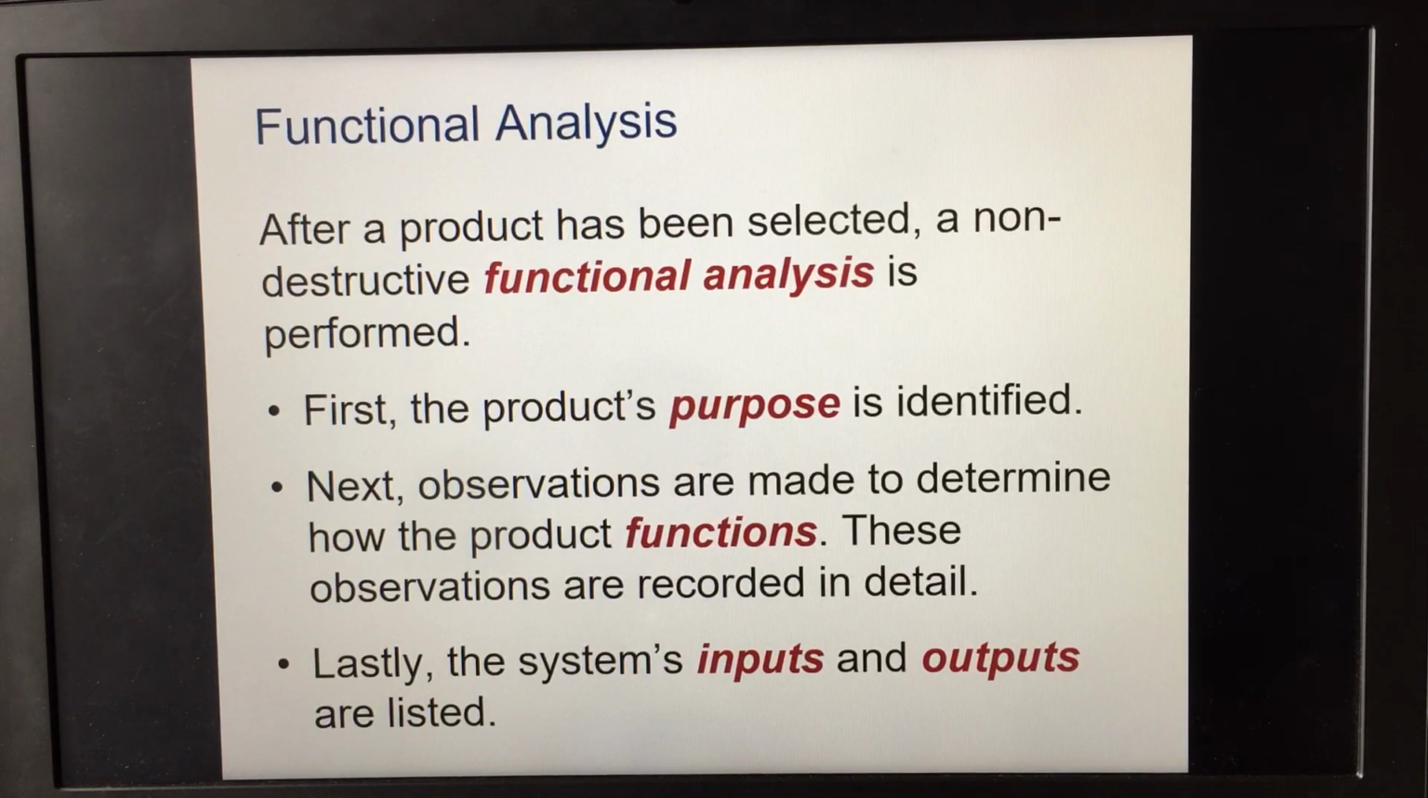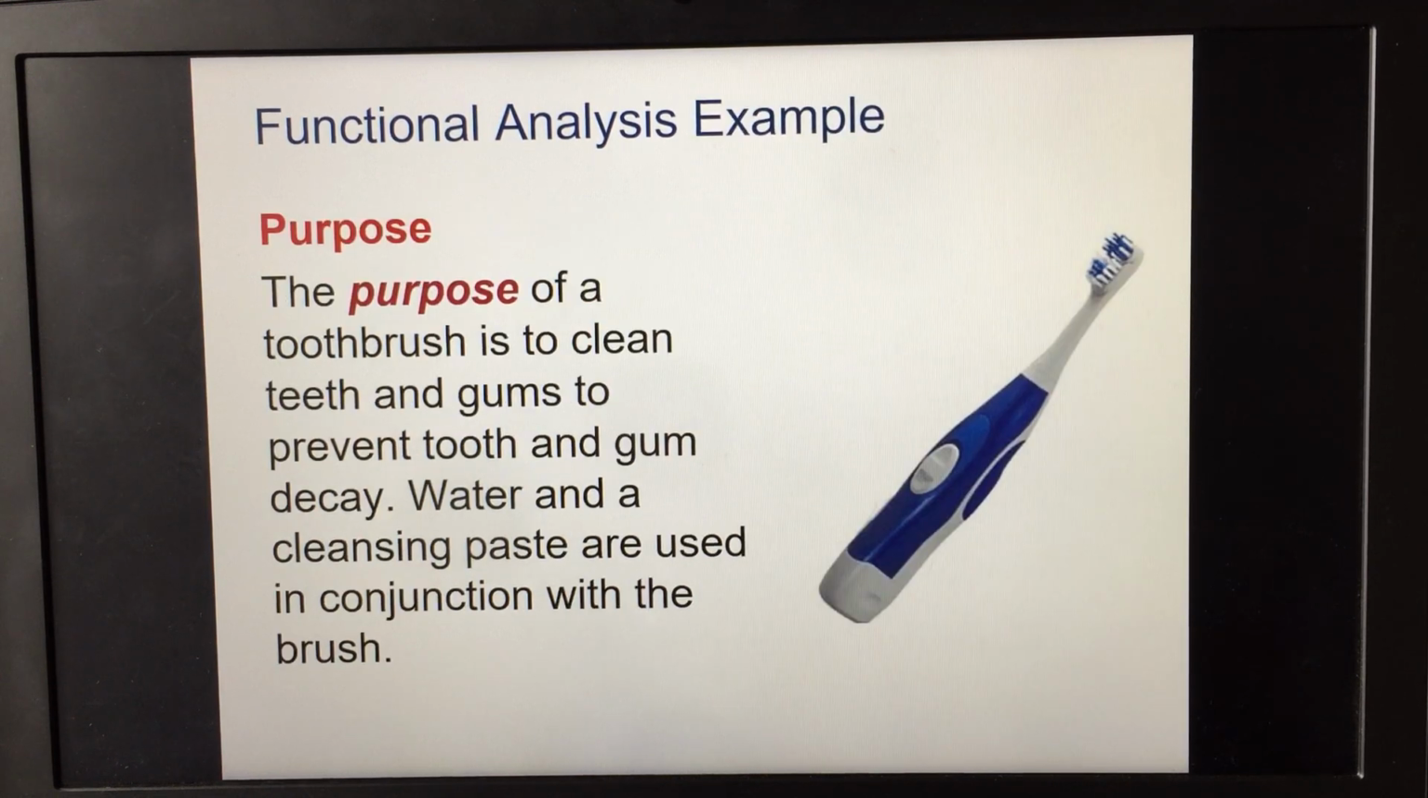Our functional analysis is a non-destructive analysis, and first we want to determine the product's purpose. So what is the purpose of this object? And then using those observations, we then determine its function, and we record things in detail. And so we want to know what inputs are required and what outputs there are. Inputs are things that we have to input into the system to make it work. Outputs are what happens once it starts working.